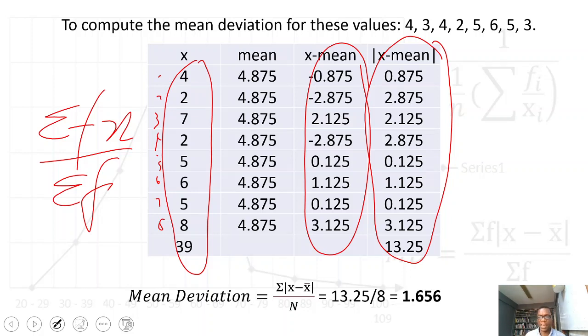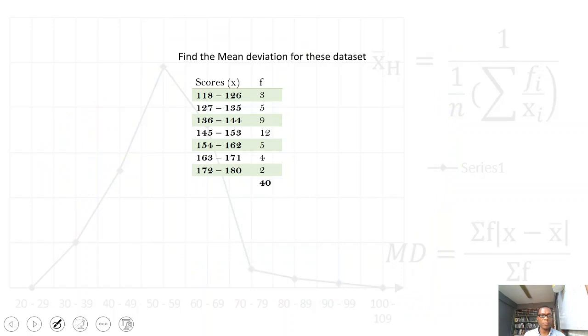Remember, the formula is summation of absolute x minus x bar divided by n. In this case, if we add up all of these, we have 13.25, and then we divide by 8, which is our n, and that gives us 1.656. So that's how we find the mean deviation when we're dealing with ungrouped data.